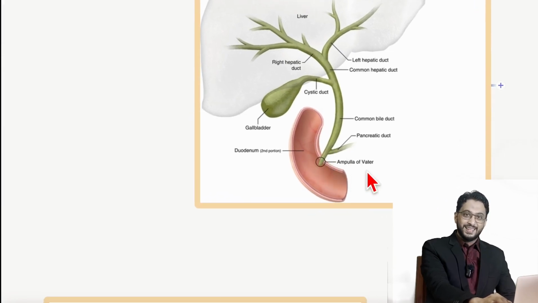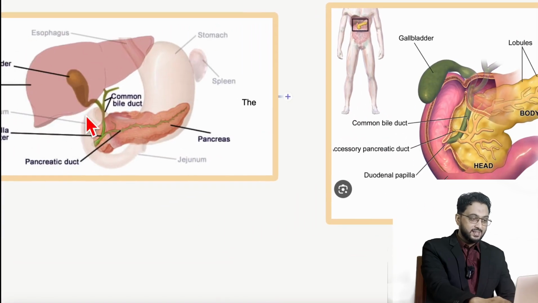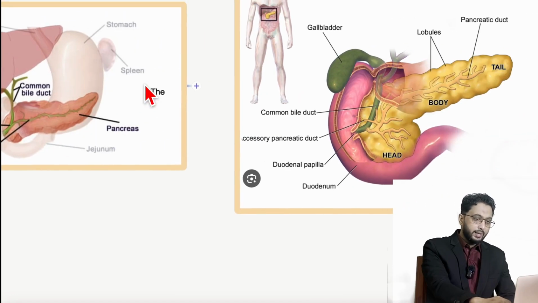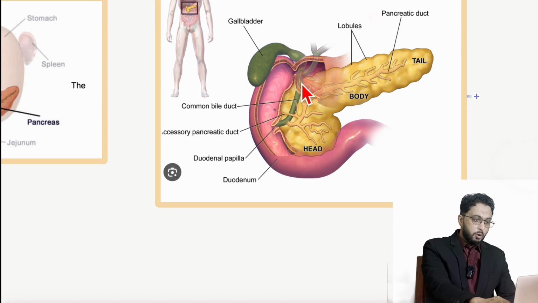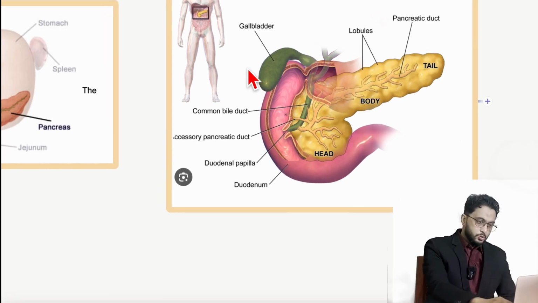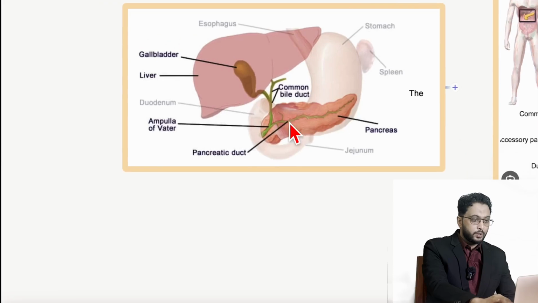Now, if you have a cancer here, it's the simplest way to understand this question. If you have a cancer of the pancreas, now where is the pancreas? This is the pancreas, and if you have a cancer of the head of the pancreas, it can obstruct this ampulla of Vater, or to be very specific, it can obstruct the common bile duct, by compression, a cancerous mass. As a result, the bile will not flow into the intestine.